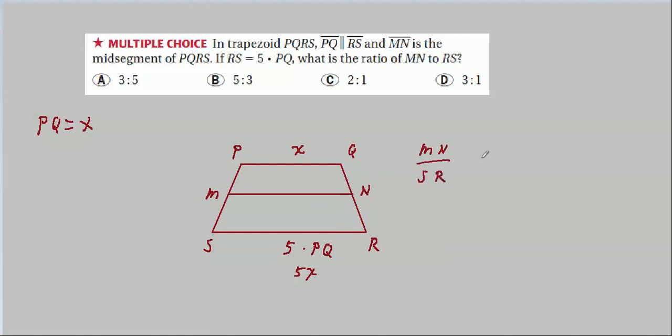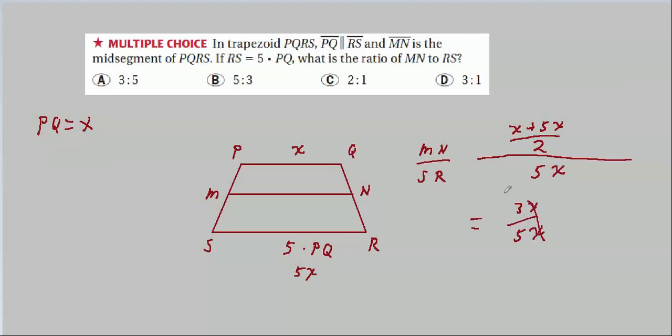Well, this could be a long expression up here on top. Let's see what it is. It'll be X plus 5X over 2. That's the length of our midsegment, right? The average of these two. And what's this? This is 5X. Guess I shouldn't have drawn this line so long. I'll have to go down here. That's 6X over 2, which is 3X. And that's 5X. The X's cancel. And I get 3 to 5.